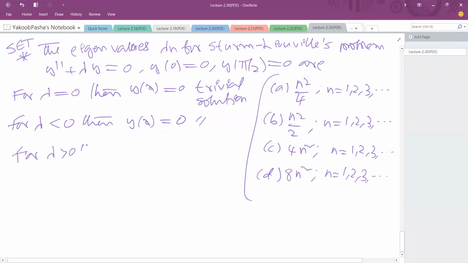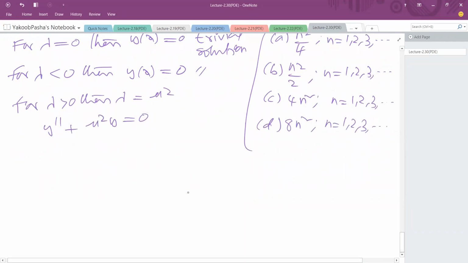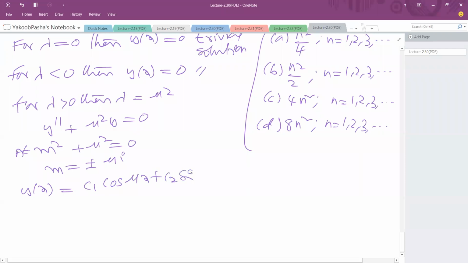Now for lambda positive, that means lambda greater than 0, lambda can be written as mu square. In this case, we can write y double dash plus mu square y is equal to 0. We know the auxiliary equation is m square plus mu square is equal to 0, so m is equal to plus or minus mu i. In this case, the general solution is y of x is equal to c1 cos mu x plus c2 sin mu x.